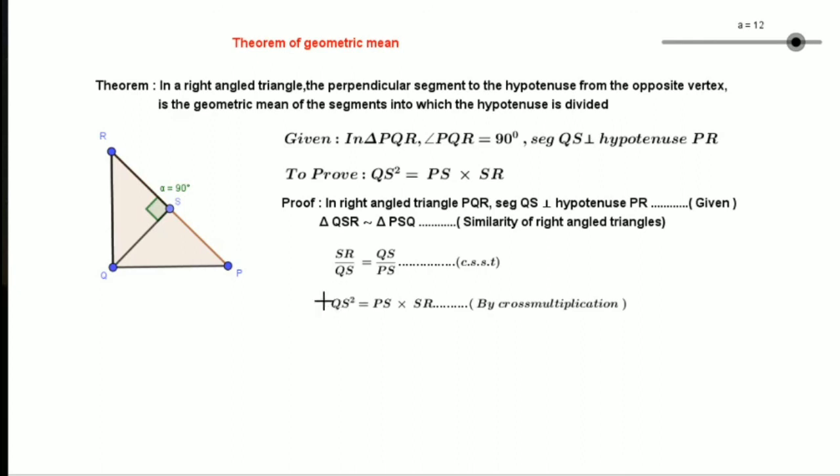And this is what we had to prove, that the square of the perpendicular drawn on the hypotenuse is equal to the product of the segments into which the hypotenuse is divided. So QS square is equal to the product of PS and SR. It means that this perpendicular segment QS is the geometric mean of PS and SR. So in this way we have proved this theorem.